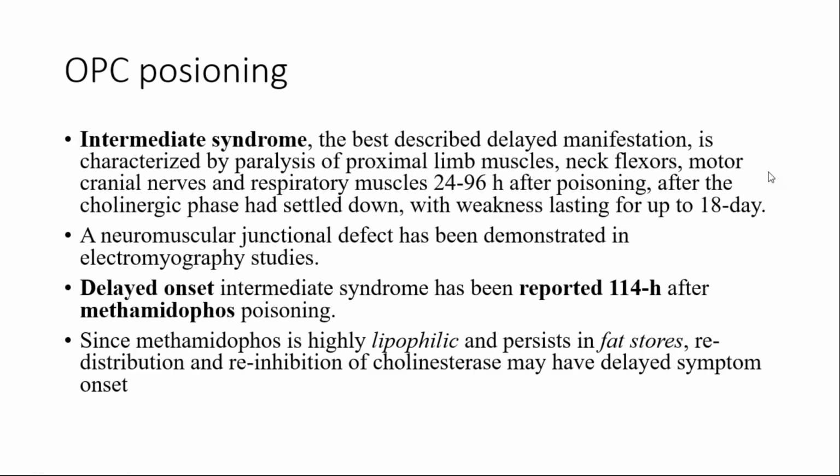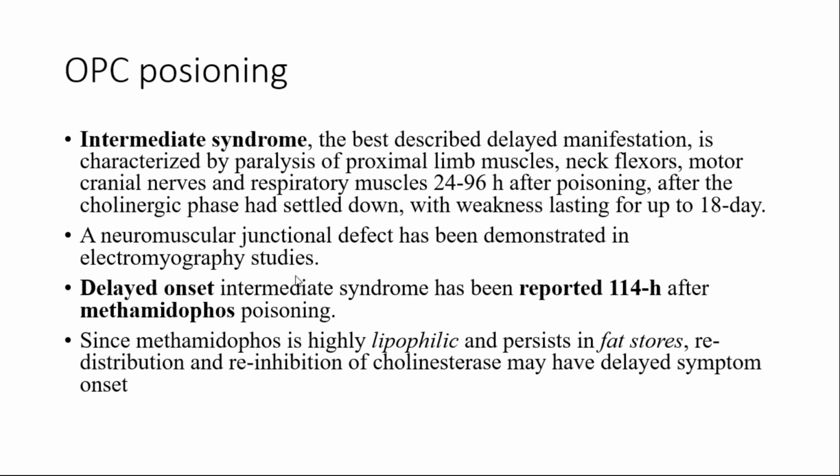What is intermediate syndrome? It is best described as a delayed manifestation. It is characterized by paralysis of proximal limb muscles, neck flexors, motor cranial nerves, and respiratory muscles, 24 to 96 hours after poisoning, after the cholinergic phase has settled down. This weakness usually lasts up to 18 days.